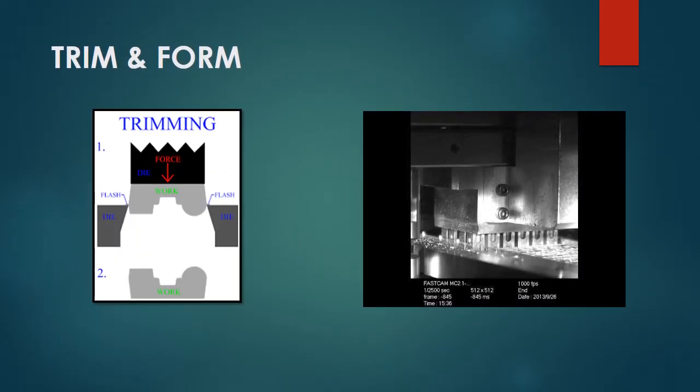The next step is called trim and form. Trim is a process of cutting off the dam bars that short the leads together, while form is a process of forming the leads into the correct shape and position.